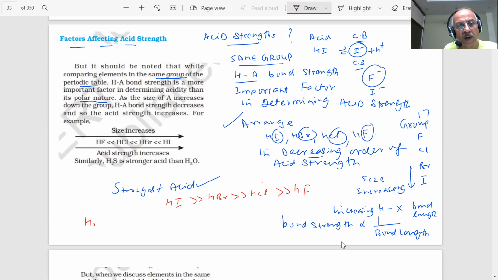They asked, out of H2S and H2O, which is the stronger acid? The question was given. H2S will be stronger. So this is the group story.